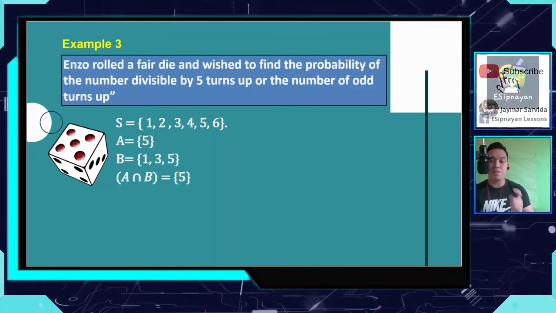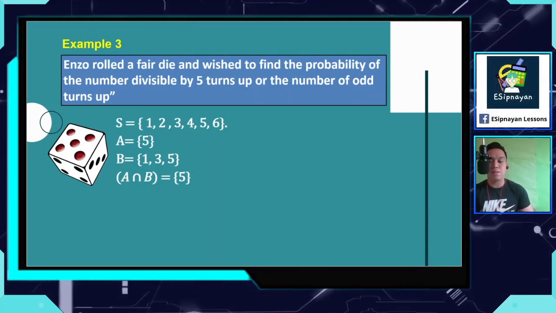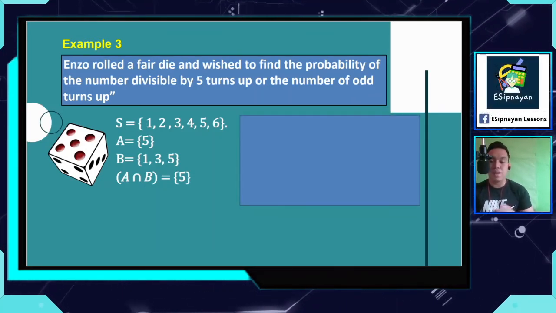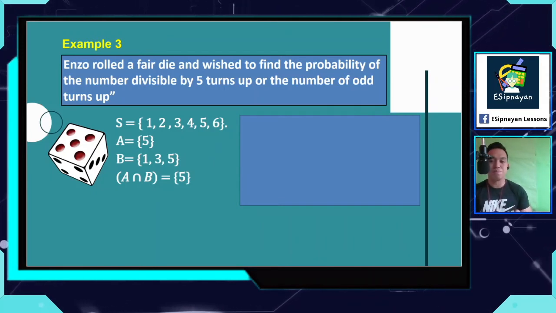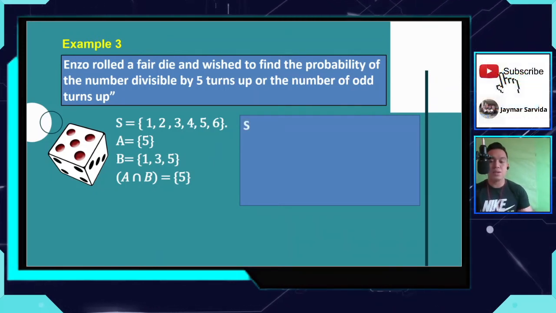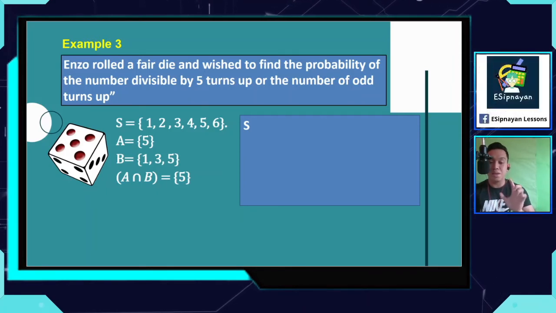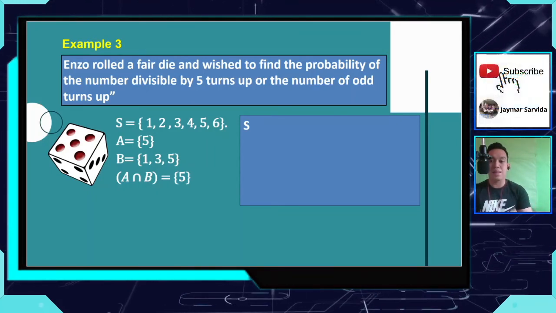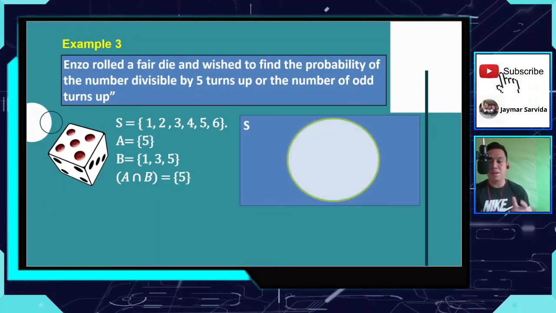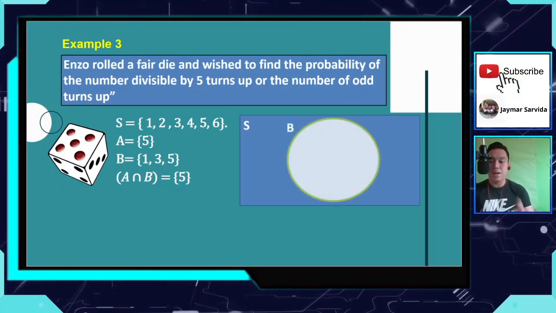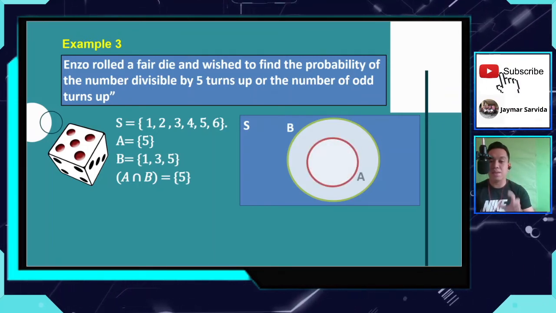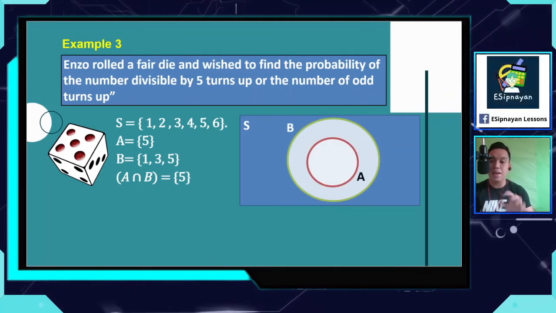So, i-illustrate natin yung ating given using the Venn diagram. So, again, the rectangle here representing the sample space and the two circles representing the two events. So, dito, as you can see, yung event A ay subset ni event B. Subset ha, si event A ay subset ni event B. Therefore, yung ating event A ay nasa loob ng circle ng ating event B. So, ito ang kanyang magiging Venn diagram. Ito yung event B at nasa loob niyan yung ating event A. Kasi subset lang yung ating A ni B.